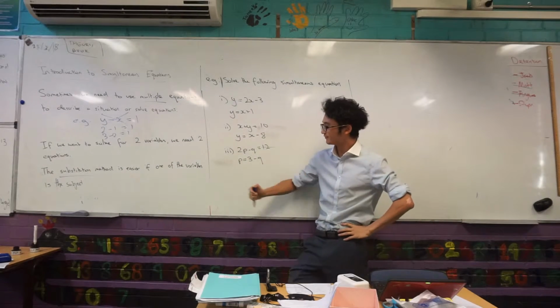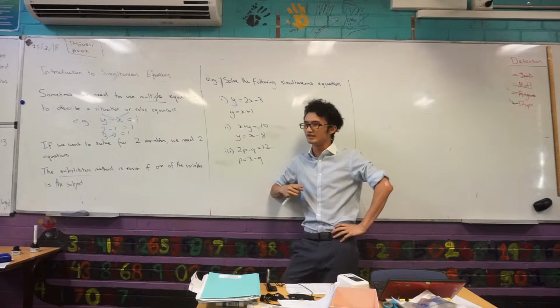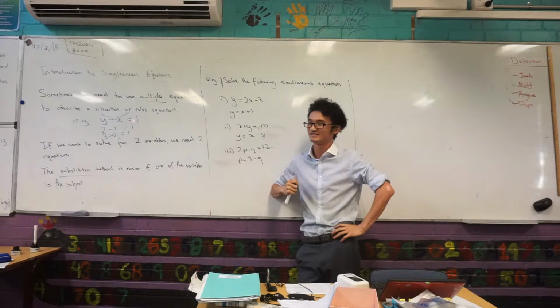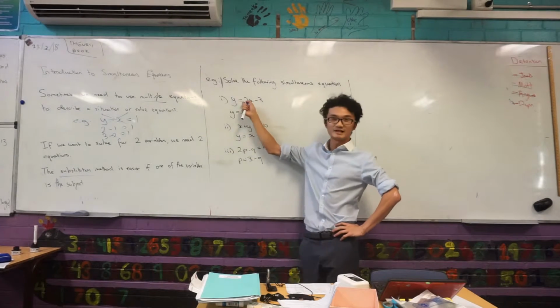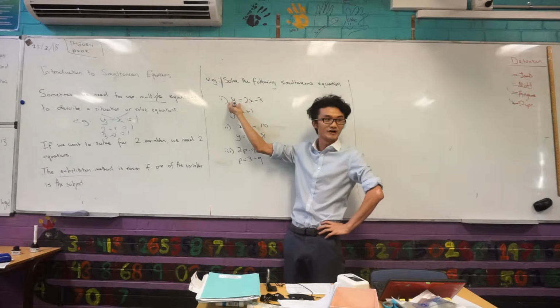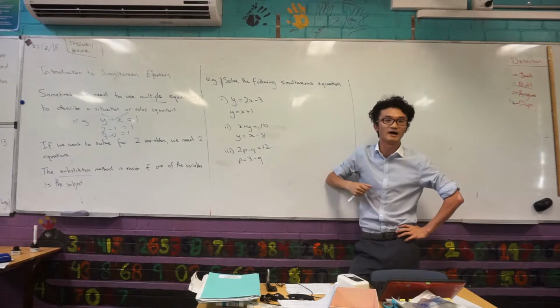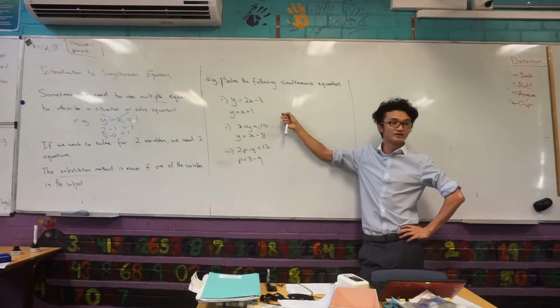And it's easier when? If one of the variables is the subject. What do I mean if one of the variables is the subject? If you look at these examples over here, you can see that one of your variables, y, is equal to a whole expression. That's what I mean by one of the variables being the subject. Let me show you how to do that first one here.